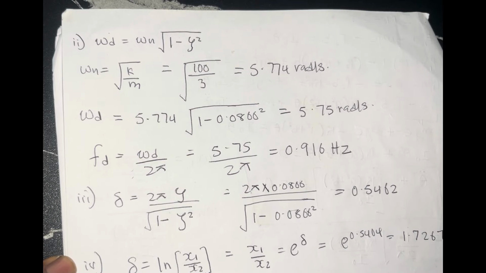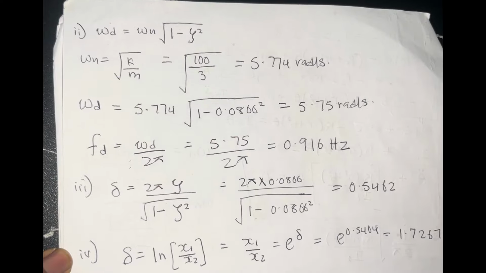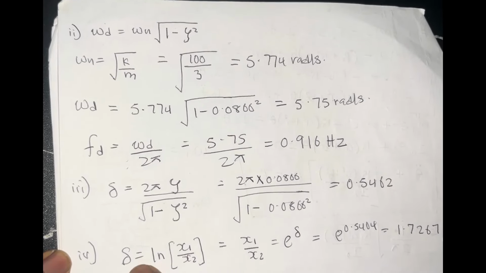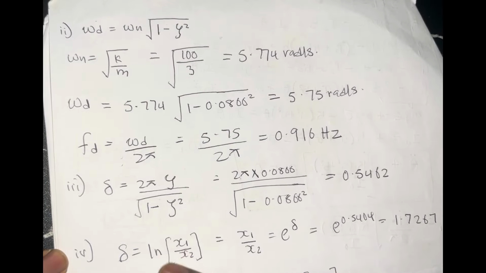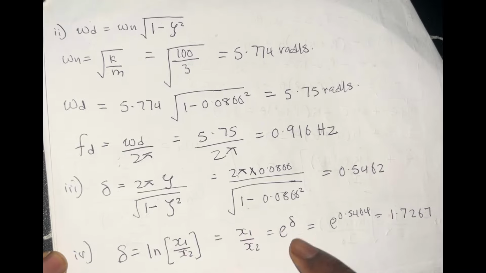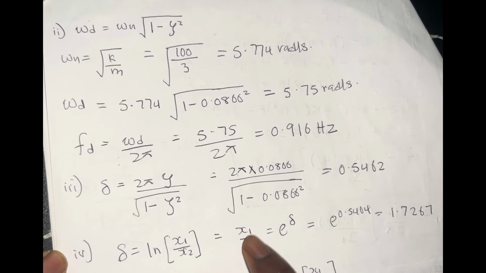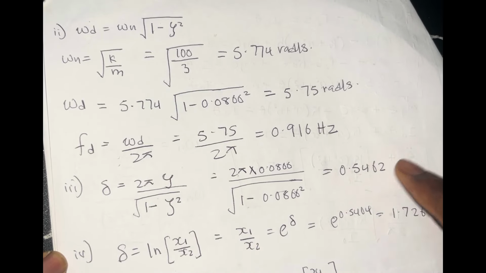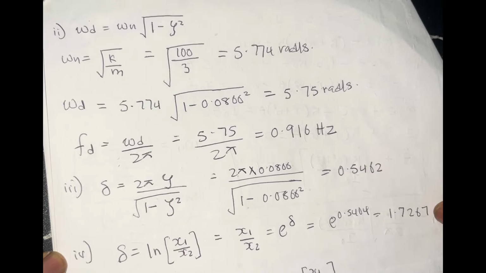Now I want to get the ratio of two successive amplitudes, which is x1 over x2. That's what we want to get. But you know that our formula for logarithmic decrement is ln x1 over x2. So I apply the exponent to both sides. Then the exponent and ln cancel out, leaving x1 over x2. The exponent of 0.5462, as we initially got, gives us 1.7267.